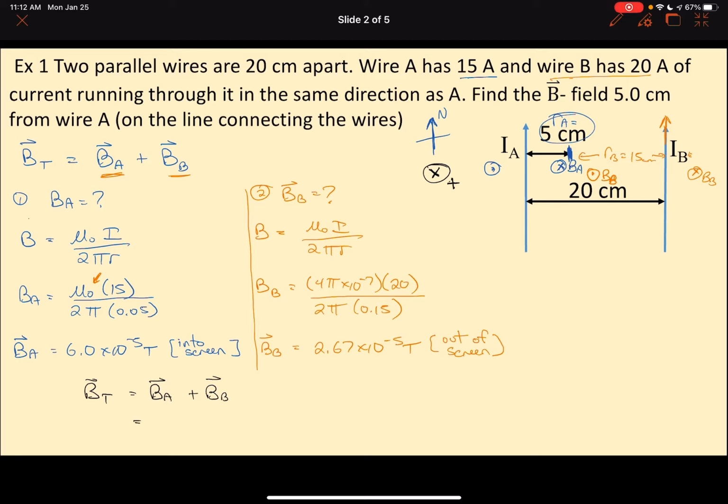So when I sub these values in, this number here I'm going to put as positive. This direction then, this out of the screen, is my negative direction. And let's squeeze it right down here, B total. We add that stuff together, we're going to get 3.3 with sig digs times 10 to the minus 5 Teslas. And that's into the screen. Again, into your device's screen.